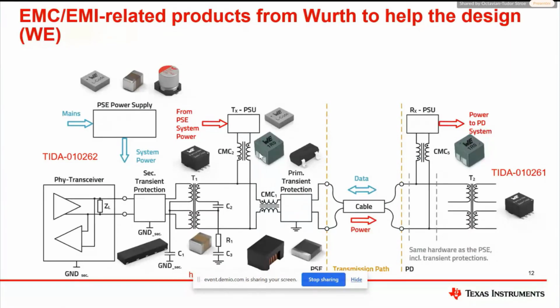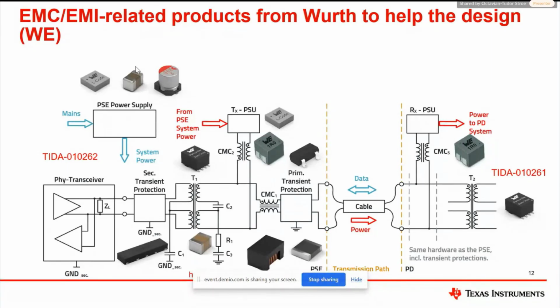Sometimes we have additional differential mode filtering, which we can add here for the DC power, using additional inductors that can be placed either before or after common mode choke 2 or common mode choke 5. We are also able to provide a wide variety of inductors for both the power sourcing equipment and the power device power supply sections, with a wide range of inductance and saturation current ranges and various magnetic materials optimized for either low frequency or high frequency switching. So we have a complete portfolio for any kind of application.